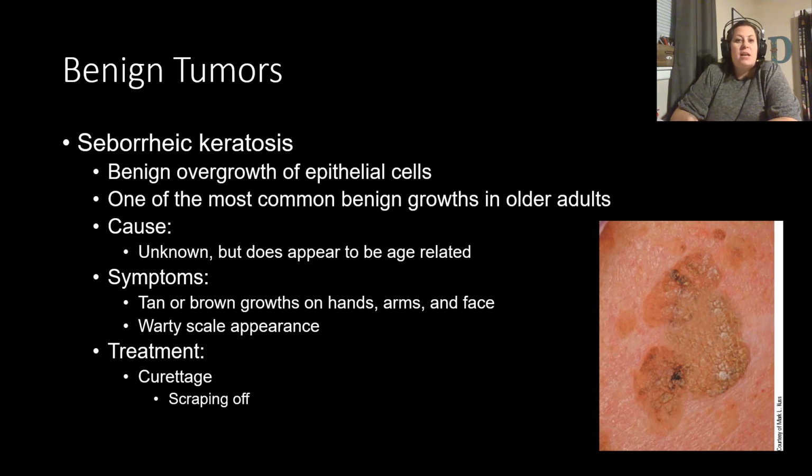The cause is unknown, but it does appear to be age-related, as we see with being a problem with older adults. Symptoms are a tan or brown growth that happens on the hands, arms, and face. It has kind of like a warty or scaly type of appearance to it, like you can see here. And the main way of treatment is to cut it out by scraping it off. And a lot of times they want to test these too to make sure they are benign and they're not actually cancerous.